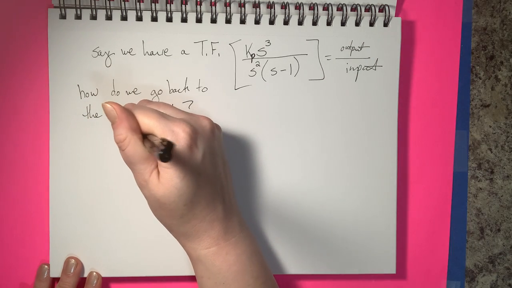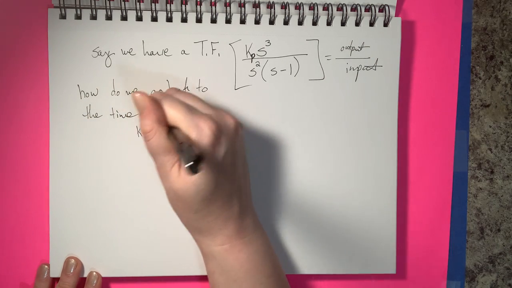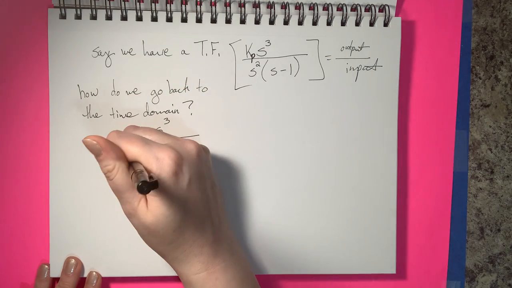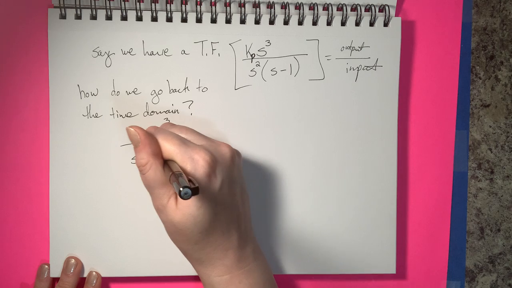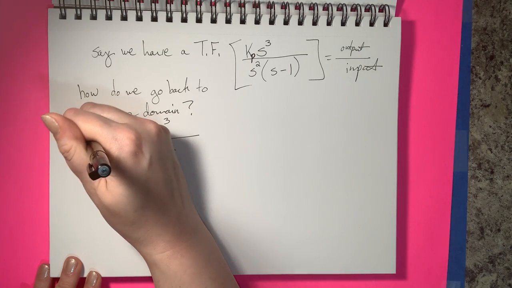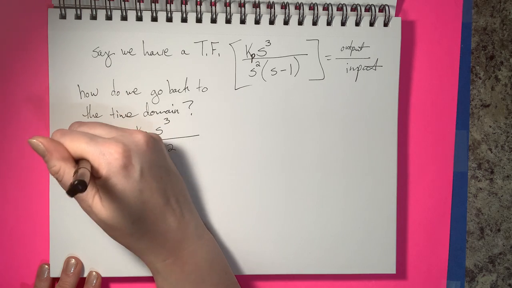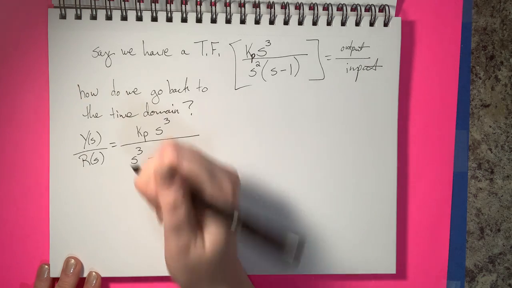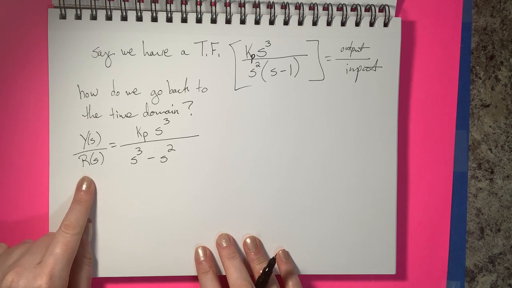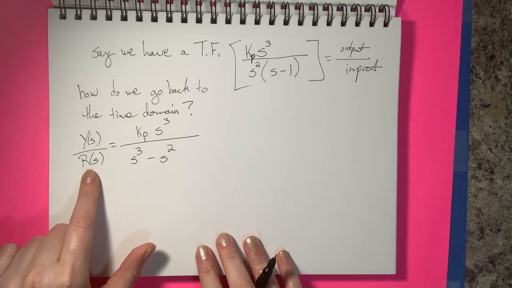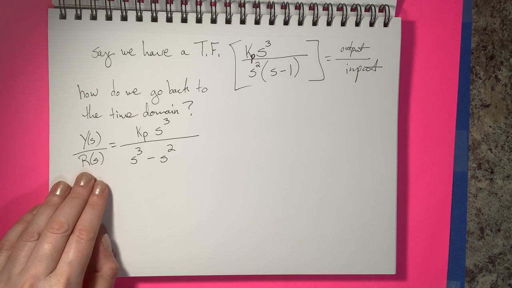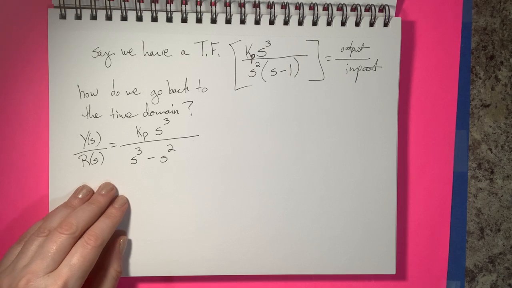We have this Kp coefficient, there's an s cubed. I'm going to go ahead and multiply this out. I have s cubed minus s squared on the bottom. And I know that this is output of the system over our input. Now, it's not too terribly important what is right here, this R of S. I can always come back and correct this later. It is just a placeholder variable, and you should think about that as such for right now.